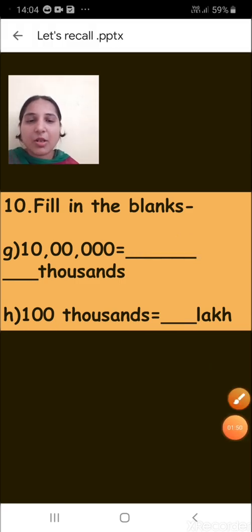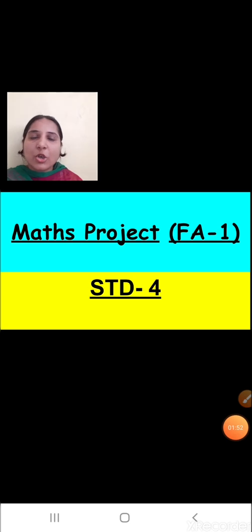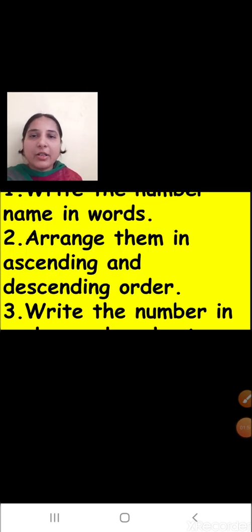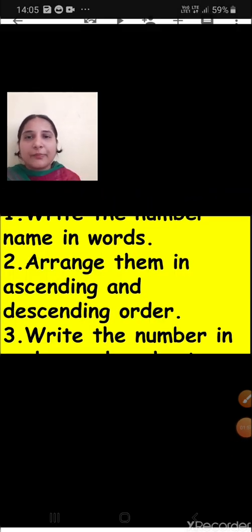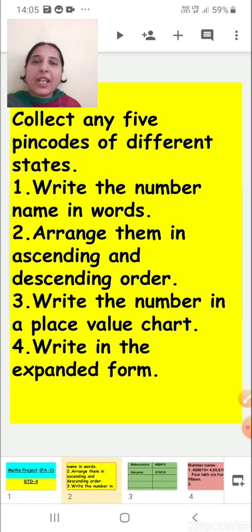Okay. So your project work is, children, where you have to collect any 5 pin codes of different states. Okay, different states or different cities. You have to collect any 5 pin codes. Okay, it would be of 6 digits. Whenever you send a letter to someone, when you get any courier, whenever you send any parcel, then you mention the pin code of that particular city or state, isn't it? So that pin code you have to collect for any 5 states.